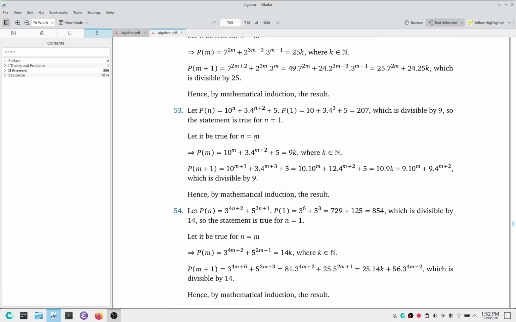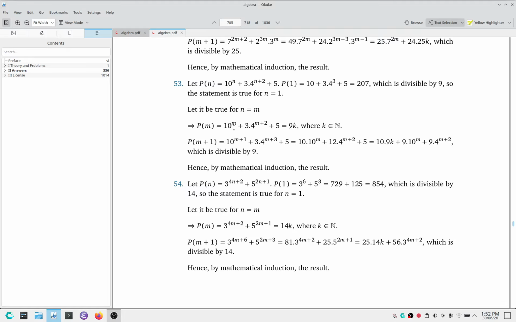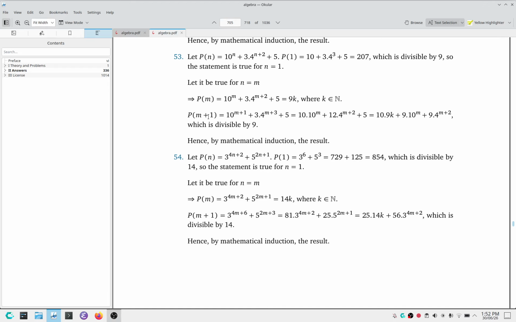We let it be true for n equals m. So we have 10 to the power m plus 3 times 4 raised to the power m plus 2 plus 5 equals 9k. Next we put n equals m plus 1. We get 10 raised to the power m plus 1 plus 3 times 4 raised to the power m plus 3 plus 5. We want 10 raised to the power m, so we got 10 out here, and we want 4 to the power m plus 2, so we have got 12 here.